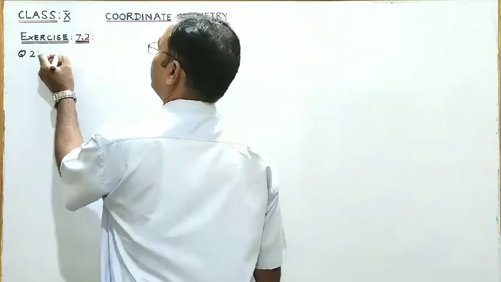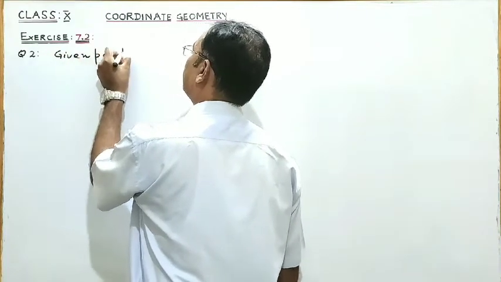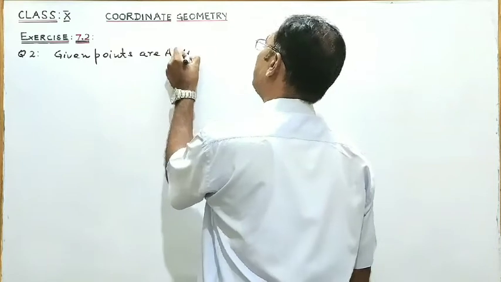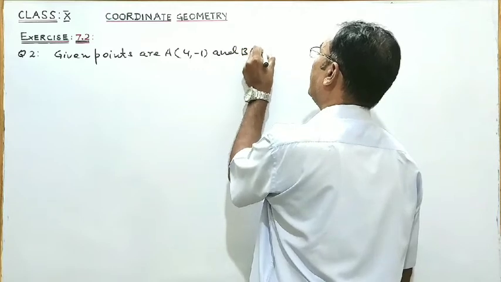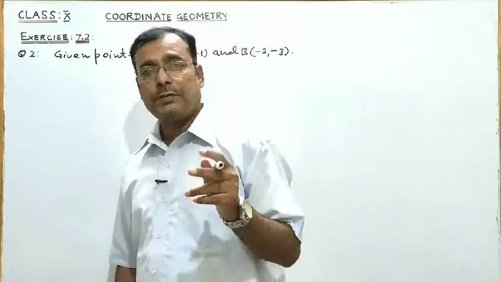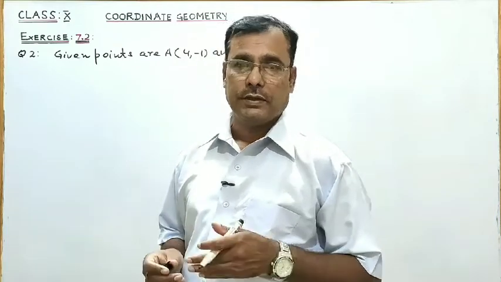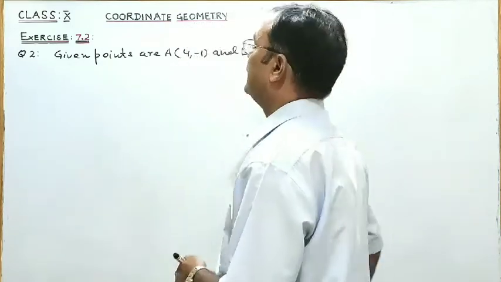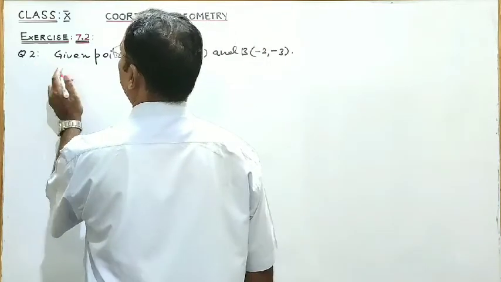So given points are A (4, -1) and B (-2, -3). We have to find the coordinates of the points which divide the join of the two given points into 3 equal parts. So the situation in this question looks like this.